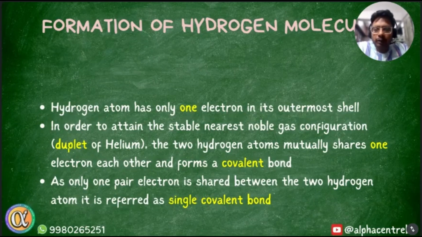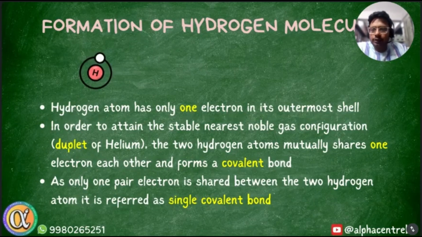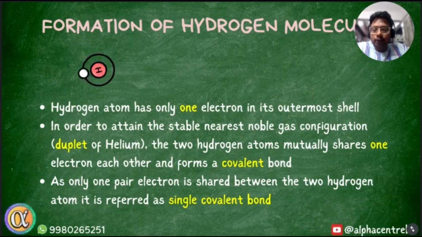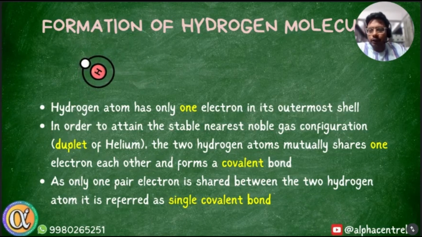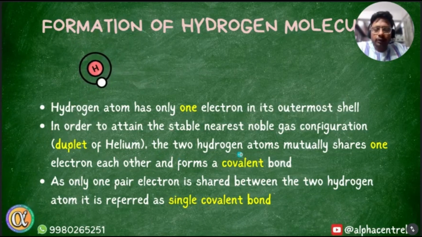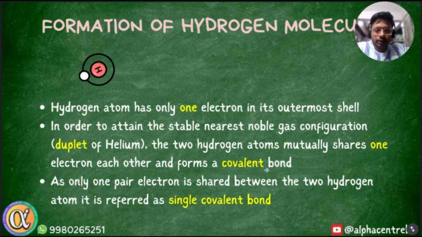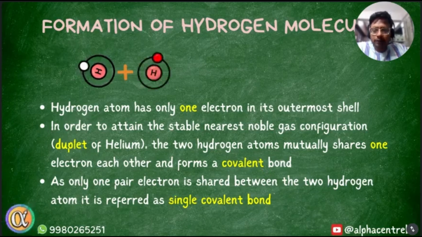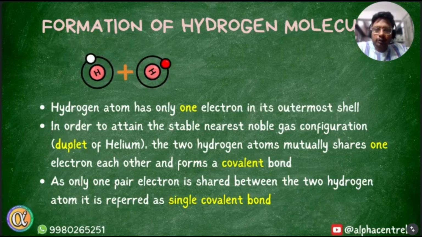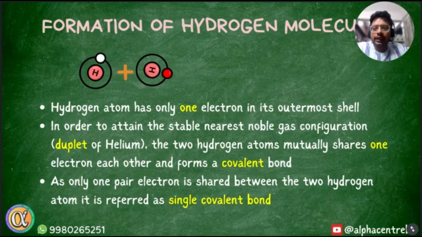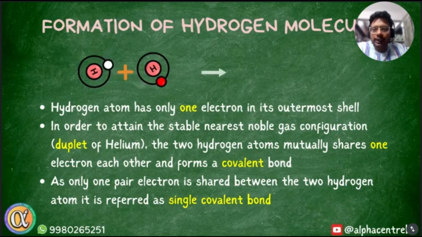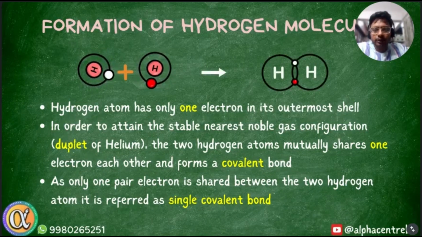A hydrogen atom only has one electron in its outermost shell. In order to attain the stable nearest noble gas configuration, which is nothing but the duplet of helium, the two hydrogen atoms mutually share one electron each and form a covalent bond. So here, one more hydrogen comes in. This also has one electron. Both these hydrogens desire to get two electrons. So they start sharing electrons and become a hydrogen molecule.